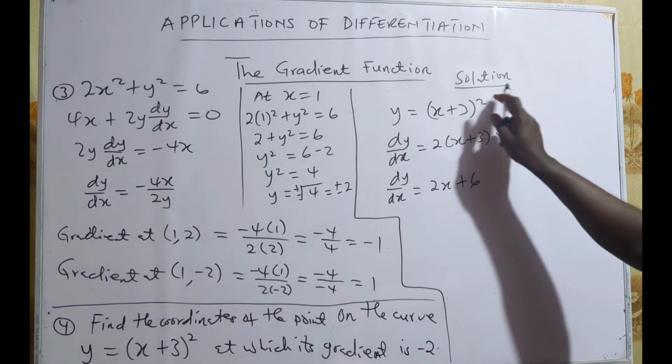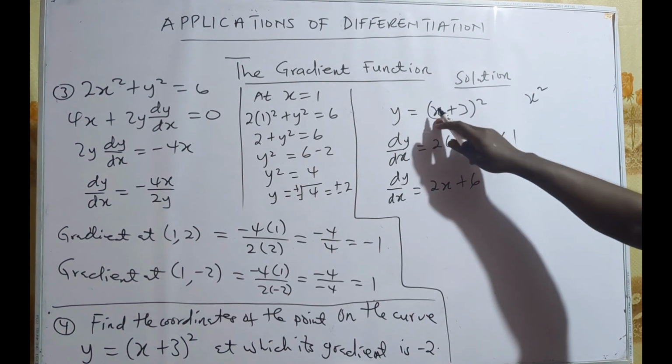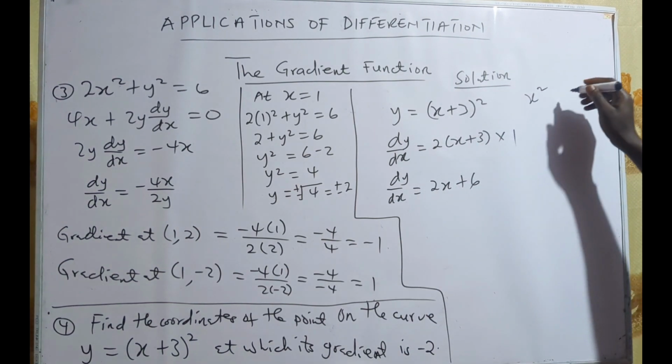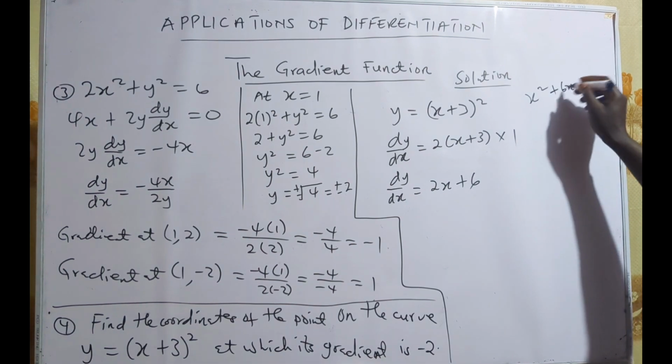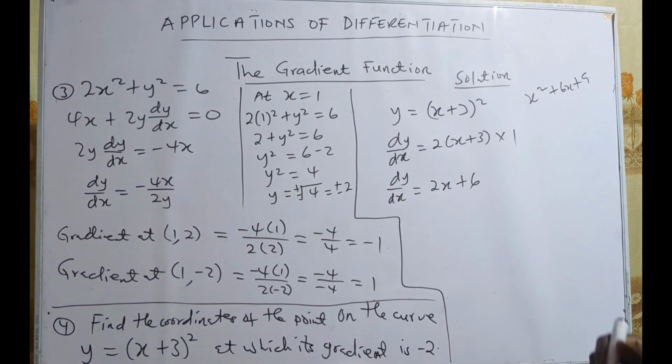And take note, you can also use the normal expansion, x squared plus x times 3 times 2, that will give me x squared plus 6x plus 9. Differentiating, that will also be 2x plus 6.